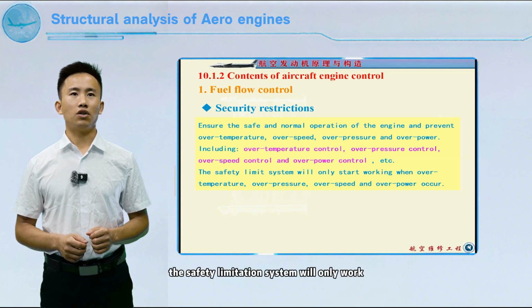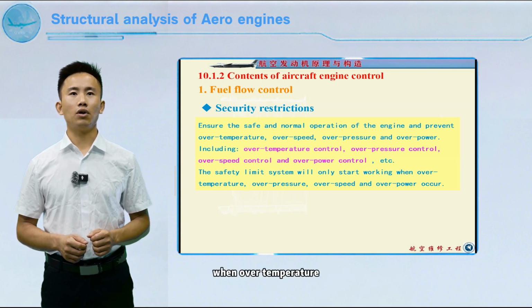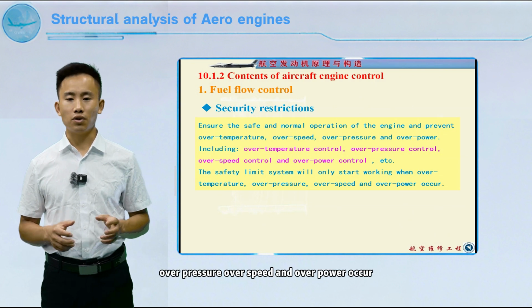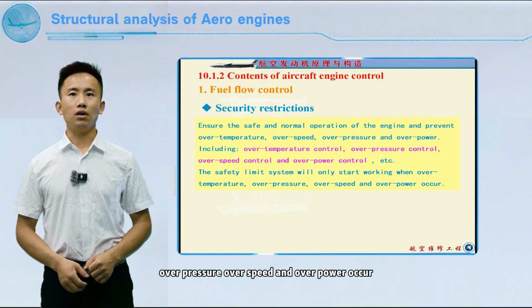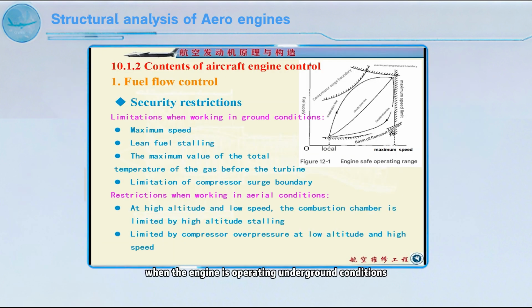The safety limitation system will only work when over-temperature, over-pressure, over-speed, and over-power occur. As shown in the figure, when the engine is operating under ground conditions, it is subject to safety restrictions of maximum speed, lean flameout, maximum value of total temperature of gas before the turbine and compressor surge boundary.